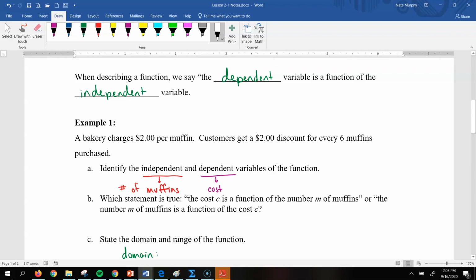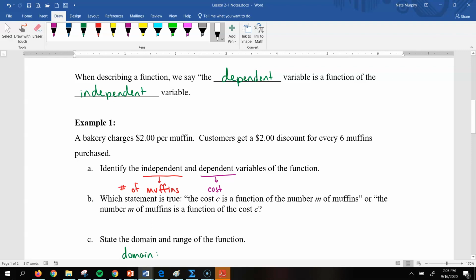So now we have our two variables there. We have our independent variable and our dependent variable. So we have to figure out which of these statements is true. The cost, C, is a function of the number of muffins, or would we say the number of muffins is a function of the cost?